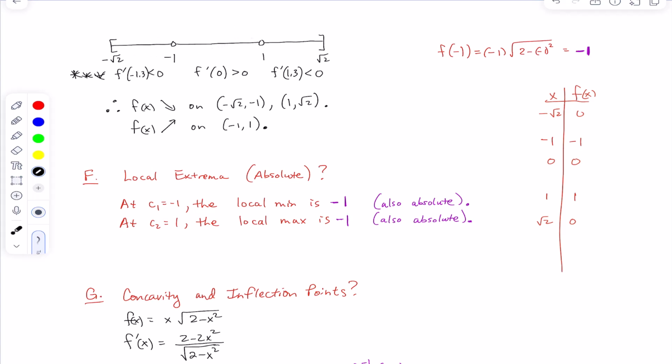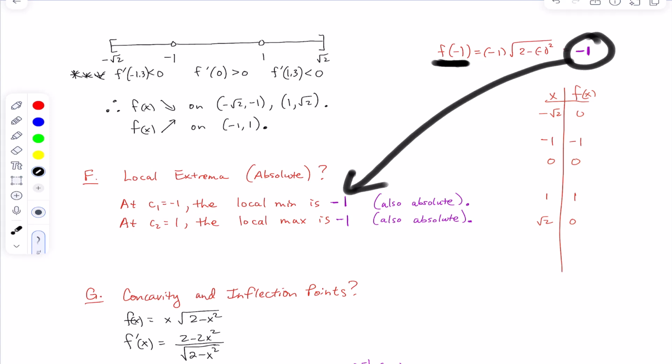So that means at c equals -1, there should be a local min. And that is what this is describing. Make sure you're able to describe the local min explicitly. And the way you do that is actually evaluate f of -1 and find the actual output, put it right there.